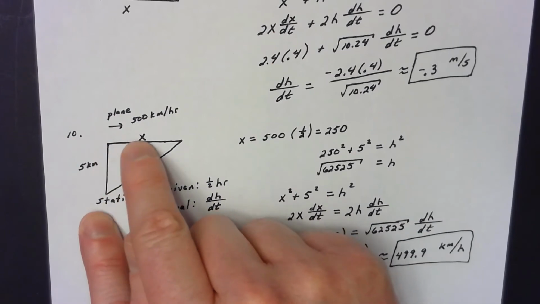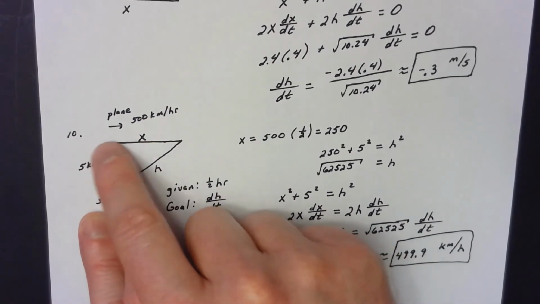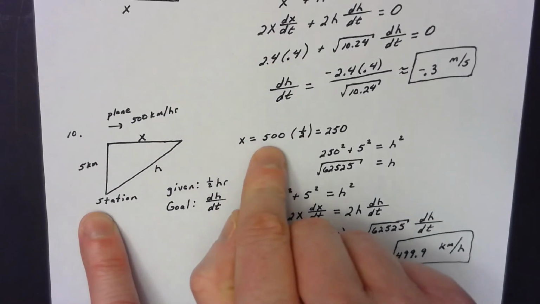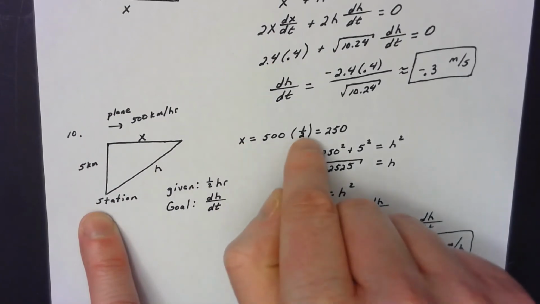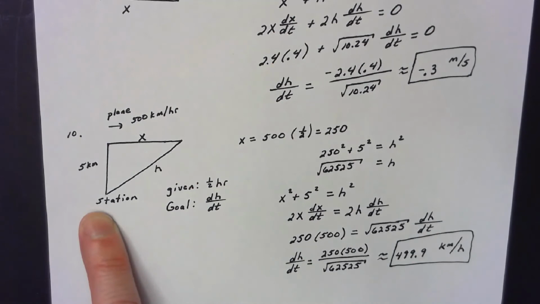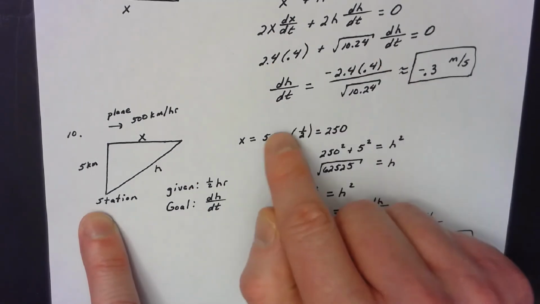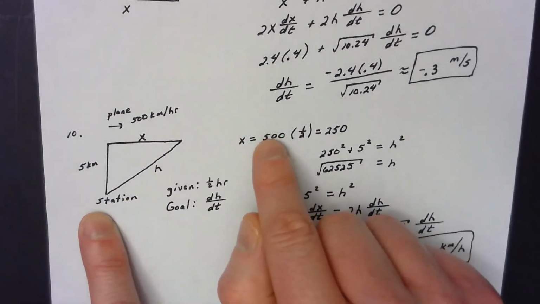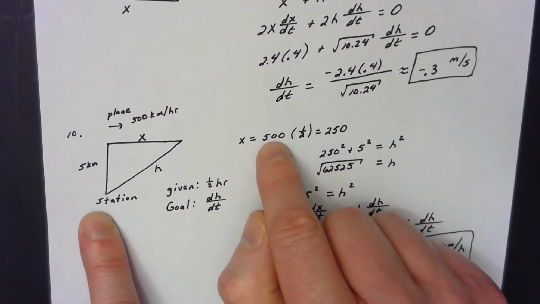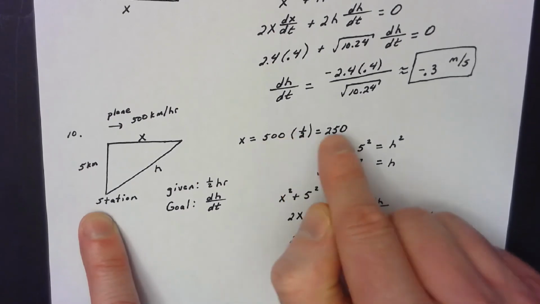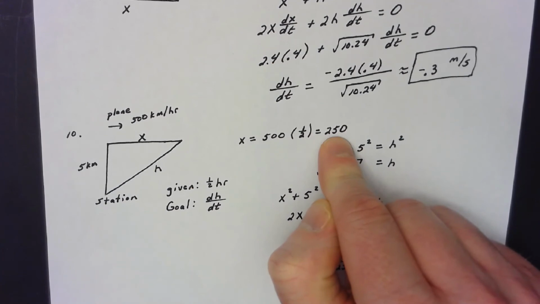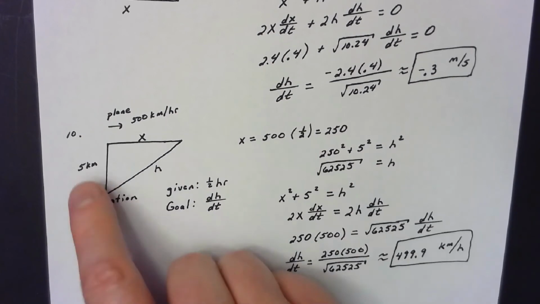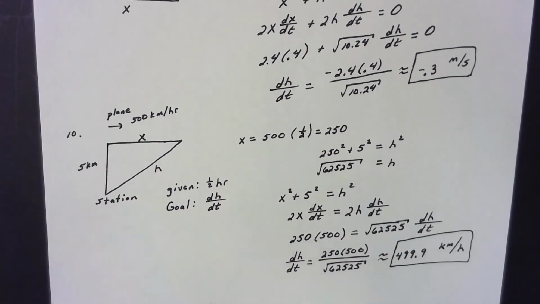Now I had to find out how far past the station it went. It flew over a station, and you're trying to find out how the distance is changing a half an hour later. I know that distance x is just going to be distance equals rate times time. 500 kilometers per hour times 1/2 of an hour tells me it's 250 kilometers past the station at that point.